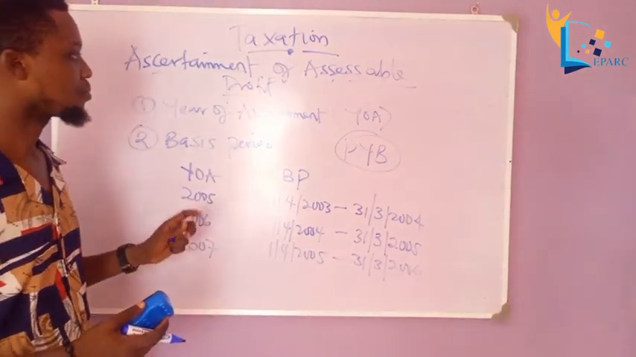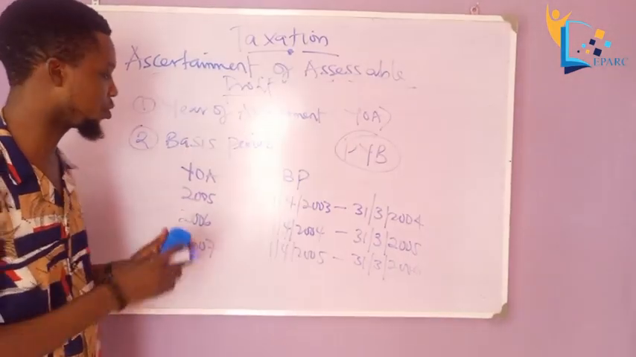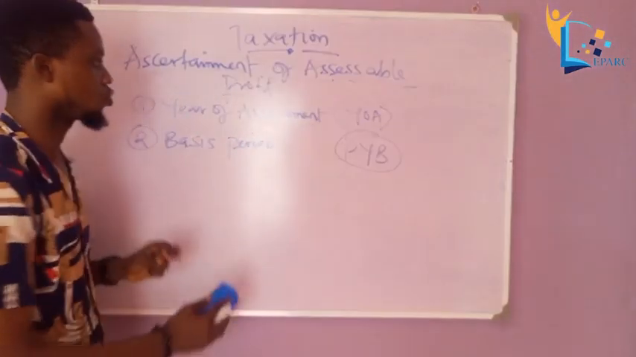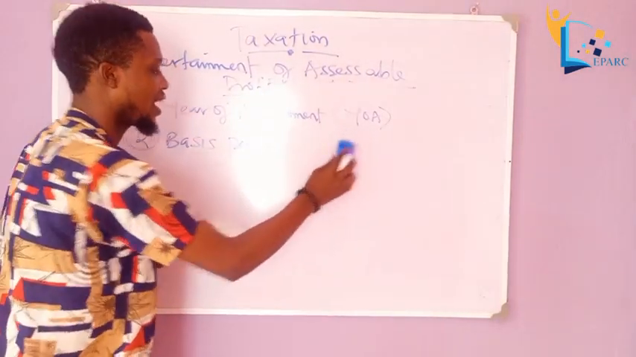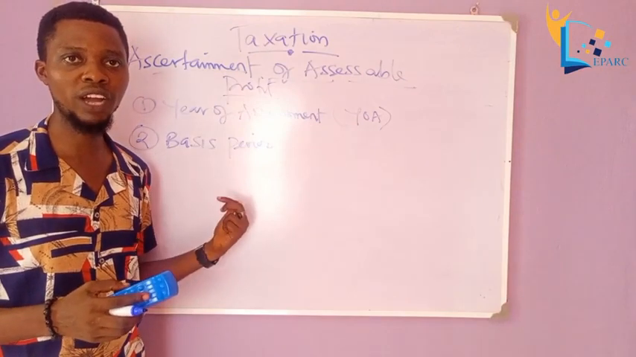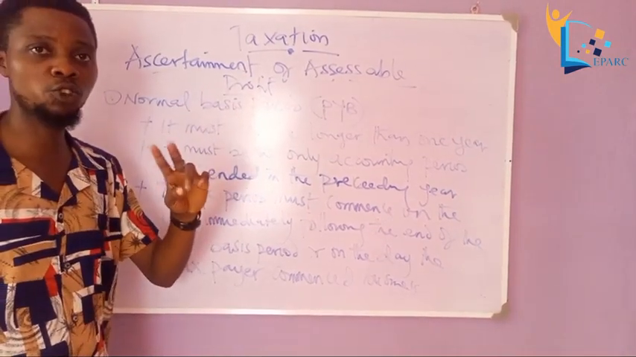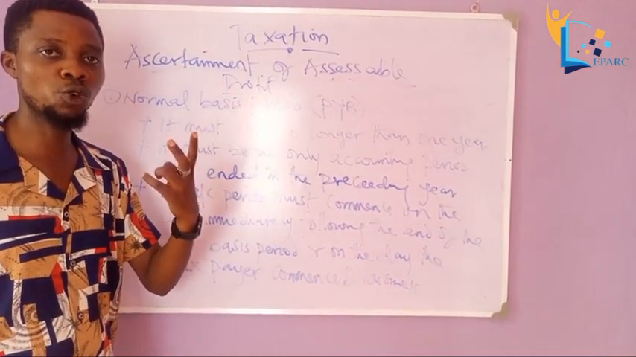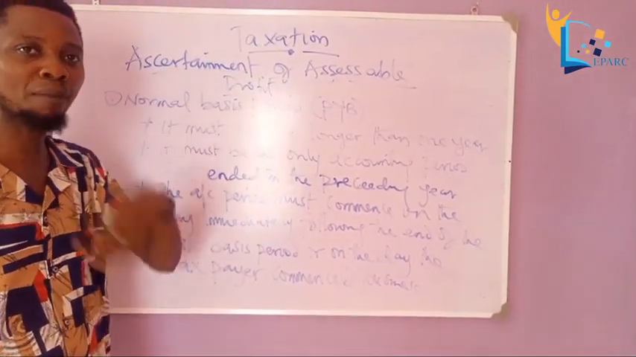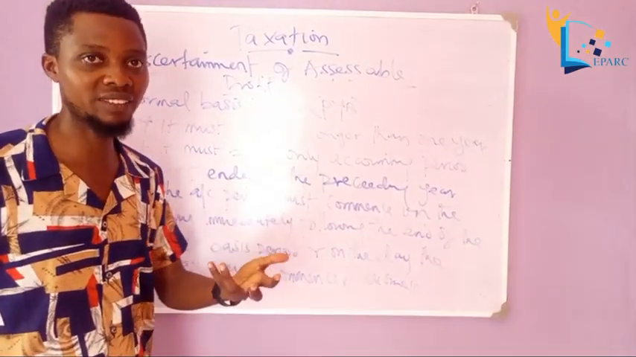All right. Now, basis period, there are two basis periods. We have the normal basis period and the abnormal basis period. So we are going to look at them quickly. Now, for the normal, remember I told you we have two instances under the basis period. The normal basis period is same thing as the preceding year basis. I've mentioned that countless times, okay?